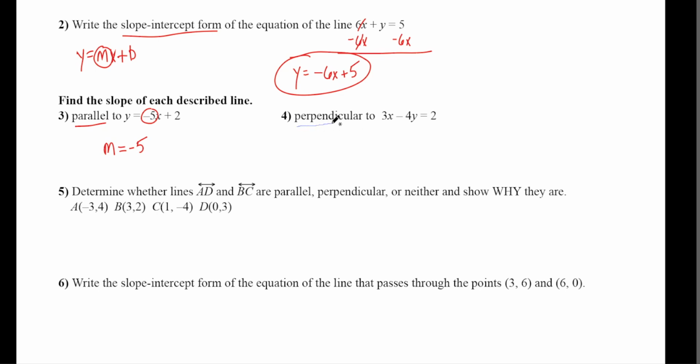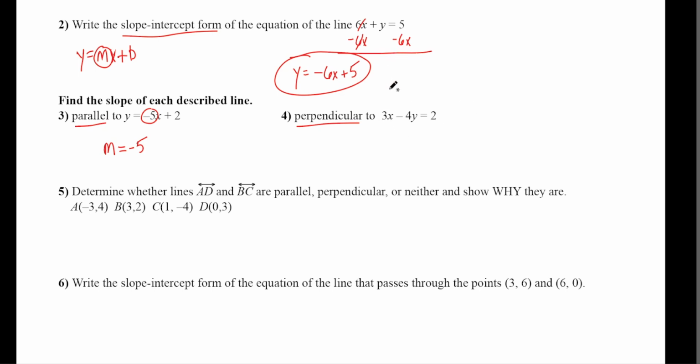This one says perpendicular. That's a little different. So two lines that are perpendicular, what's true about their slopes? Are they the same? No, they're only the same when they're parallel. Donnell, up here. What's true about slopes that are perpendicular? What do we know about them? There's a relationship between them. They're negative reciprocals. That's the key phrase right there.